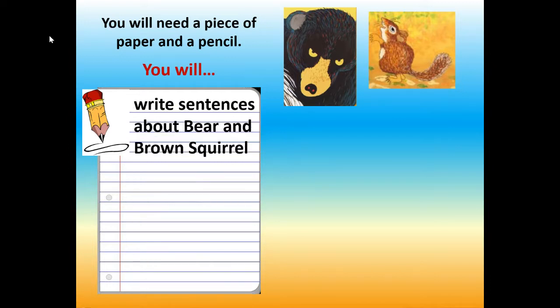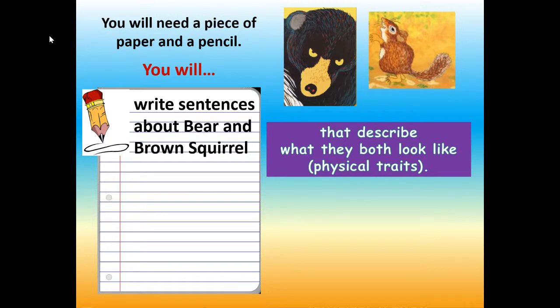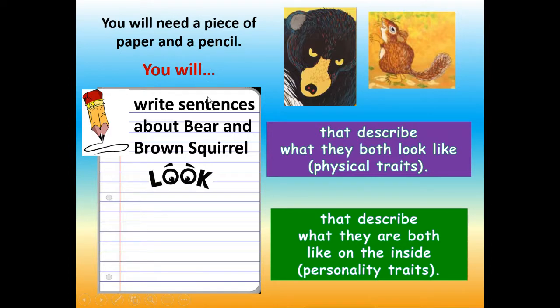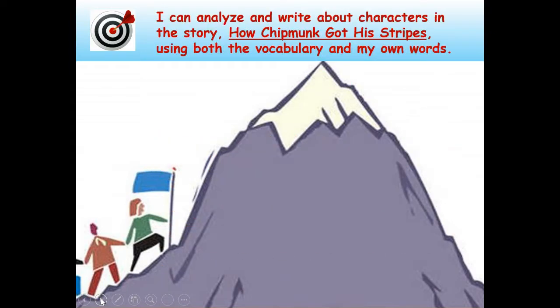You will write sentences about Bear and Brown Squirrel that describe what they look like, their physical traits, the outside, their appearance, and you will write sentences that describe what they are both like on the inside, their personality traits, their character traits. So here's our learning target. I can analyze and write about characters in the story, How Chipmunk Got His Stripes, using both the vocabulary and my own words.